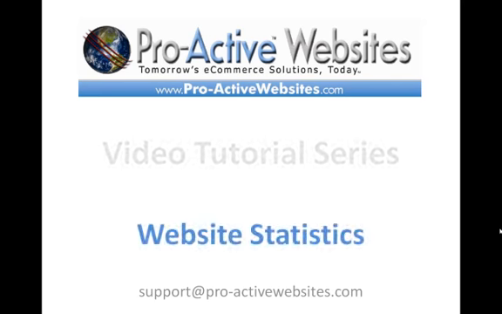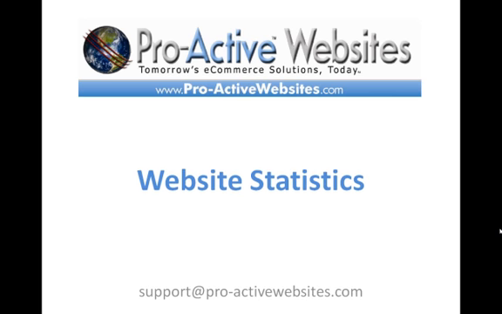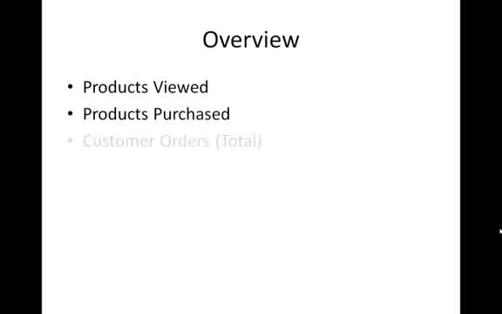Today's topic, website statistics. Your Proactive website has a powerful statistics menu built into the control panel. Here you can see a report of products viewed in descending order. You can also see the products purchased from the most to the least. You can see a report of the customer orders total. This would provide a ranking of your best customers to your worst.